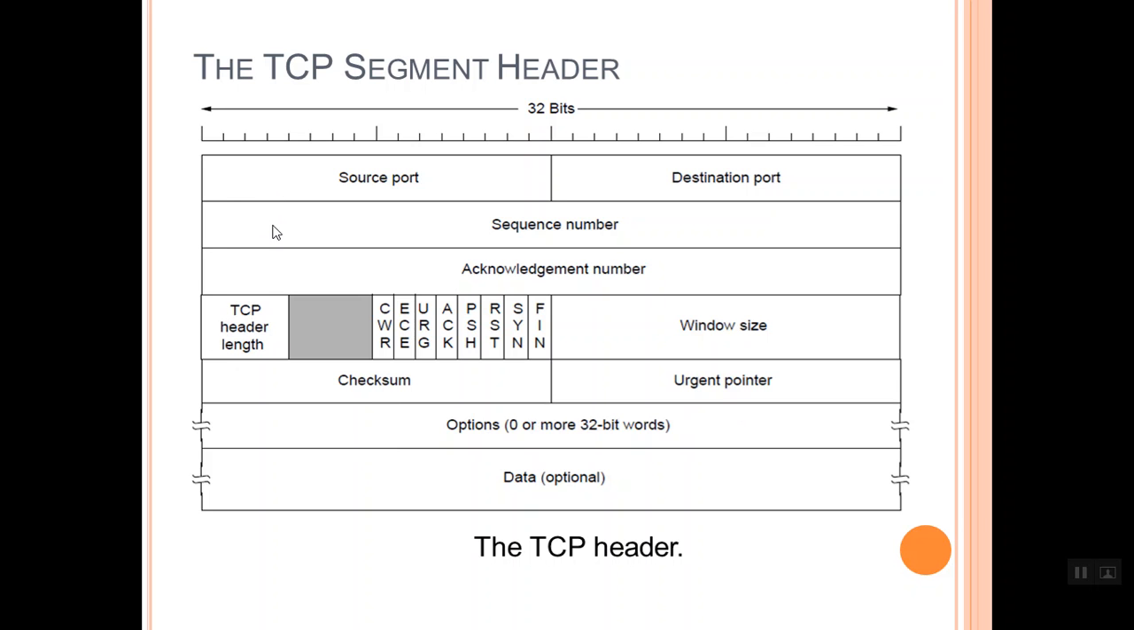The first 5 rows are the mandatory header fields. Each row contains 4 bytes, that is 32 bits, which means 4 bytes. So 4, 4, 4, 4, 4: 5 rows make it 20 bytes. So the first 5 rows contain 20 bytes, followed by the options field and followed by the data field. This is a TCP header, and we will see what the fields are.